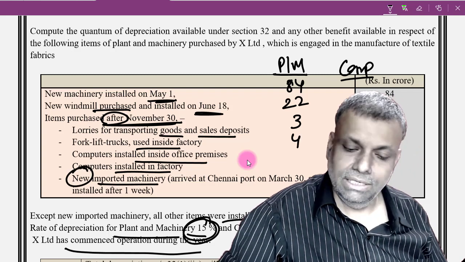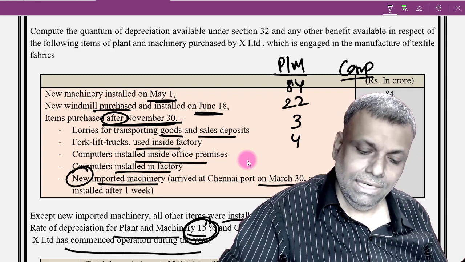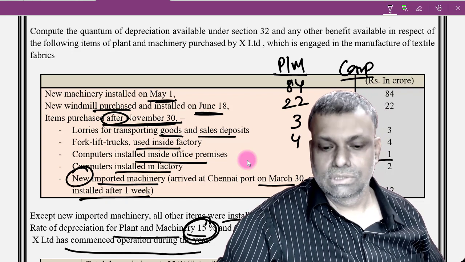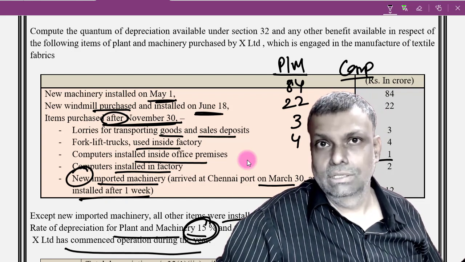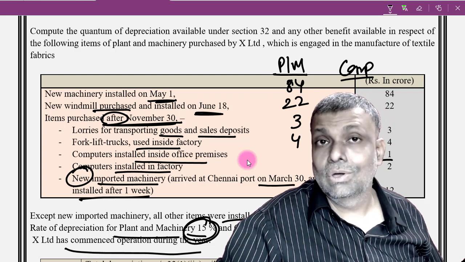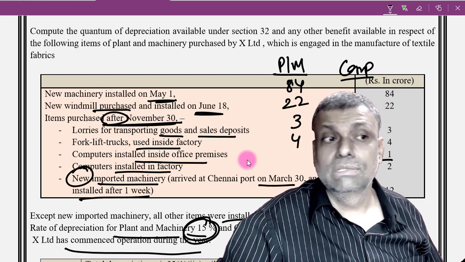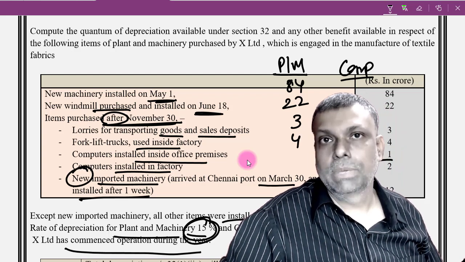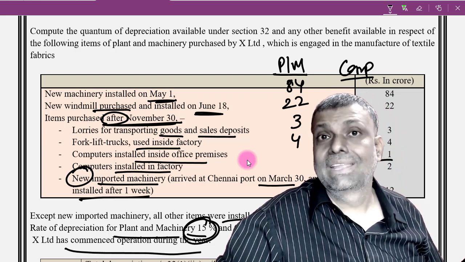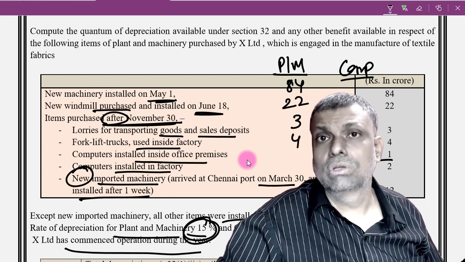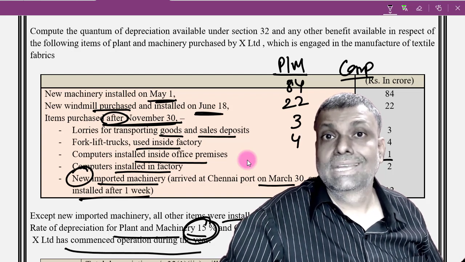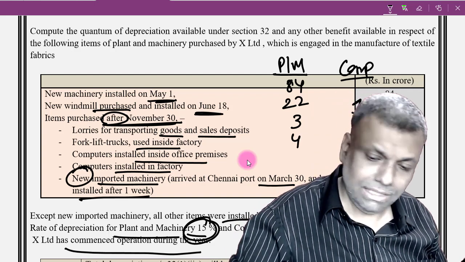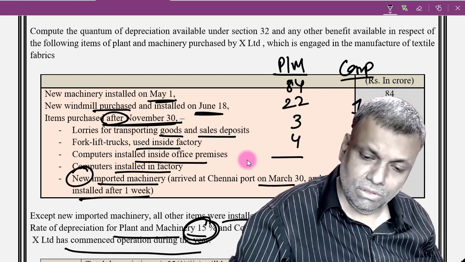New imported machinery arrived at Chennai port on March 30 and was installed after 1 week. So it was a new machinery which was acquired during the year, but it has not been put to use. Since it has not been put to use, I will not make it eligible for depreciation, because acquisition and usage are the two strong conditions for getting depreciation. If you haven't used the asset for the business purpose, you can't get it. So this is going to be your WDV.